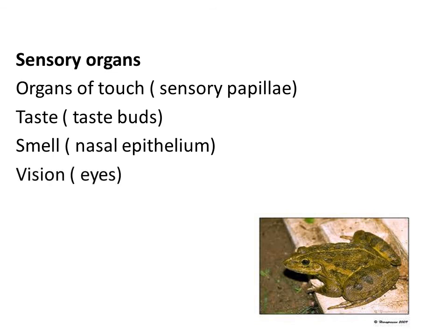Then let us look into the eyes. The eyes are the advanced sensory organs seen in the frog. A pair of eyes are located in the socket of the orbit, and these eyes help in vision. Vision is the major function of the eyes.